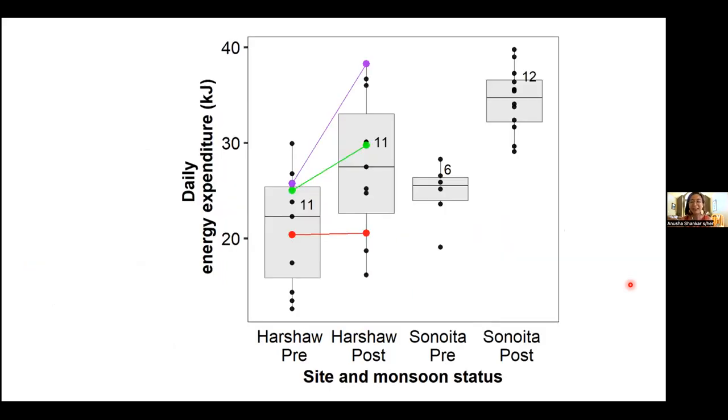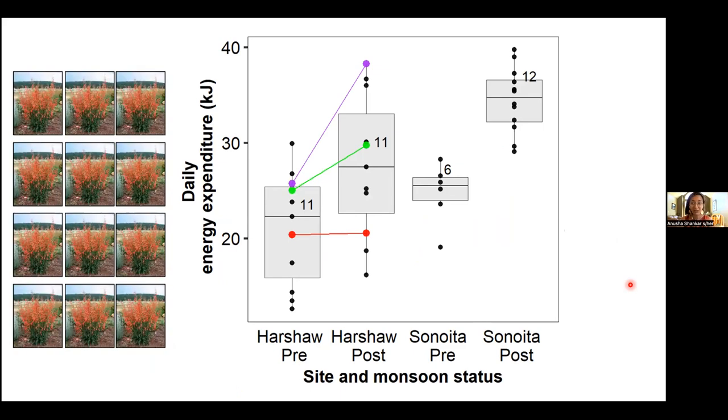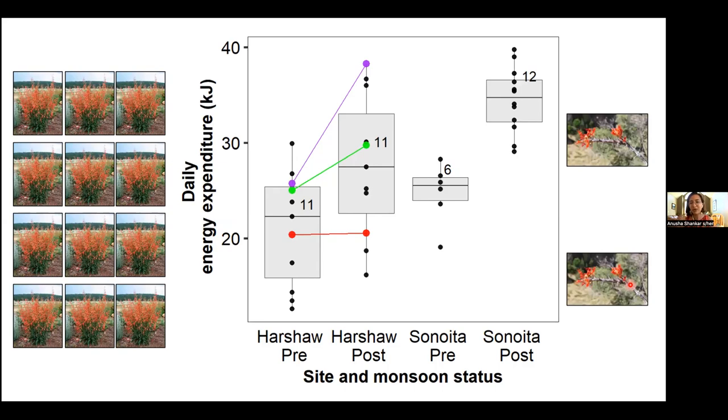So we went out to the field and assessed a bunch of parameters. It wasn't outside air temperatures, which we thought it might be. It was really the flowers. In both sites in the early monsoon, the flower abundance was really high and the flower density was really high. And so the birds seem to have been able to just sit in one place and feed. Whereas in the post-monsoon and in Sonoita, the flowers were much more sparse and dispersed. So it took a lot more energy and time for the hummingbirds to get between flowers. And so they were able to go from 3 hours to 13 hours of activity just to match that environmental need.